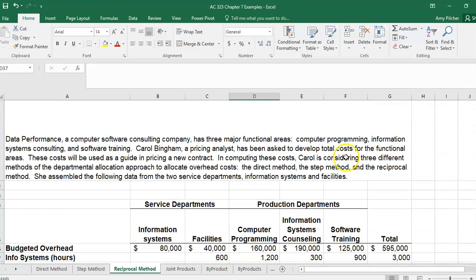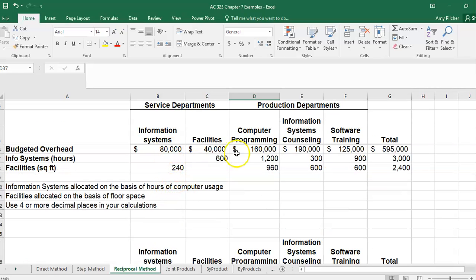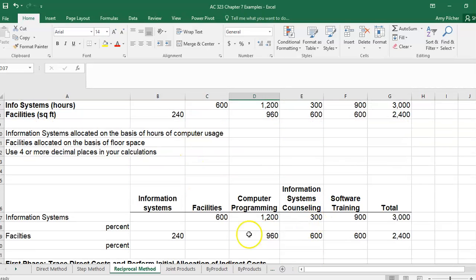Lastly, we will look at that same example using the reciprocal method. Under this reciprocal method, we recognize that service departments utilize each other. And so we look at this reciprocal relationship between the two departments to calculate how much is allocated for each department. So we consider this percentage usage of facilities and information systems utilizing each other to get our examples.